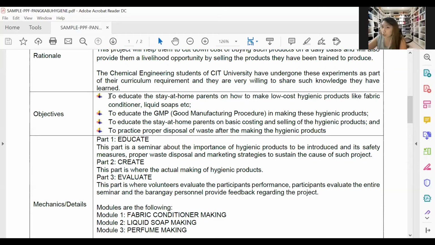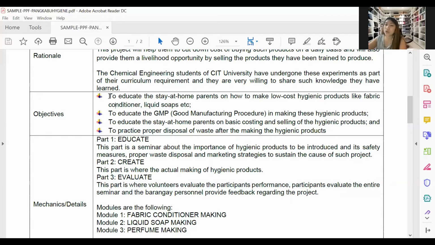It's not just solely teaching them how to make those products right away, but also including good manufacturing procedure. Third, we teach them how to cost their products, because maybe some of them will just add 10 pesos to the total cost of their production. This is in collaboration with industrial engineering students, who are in charge of the costing. Or we also partnered with the College of Management, Business and Accountancy with regards to the costing and the selling price of the product.